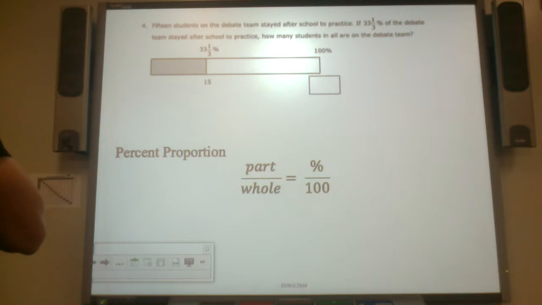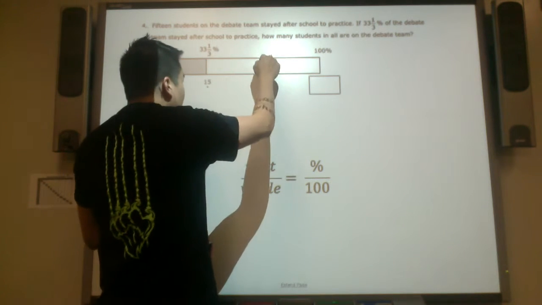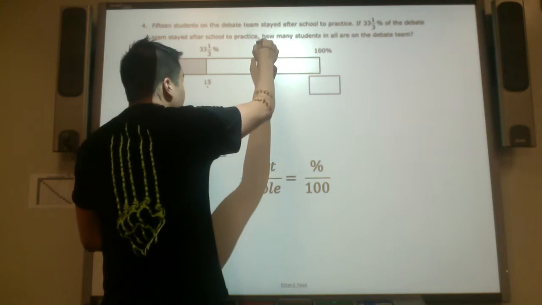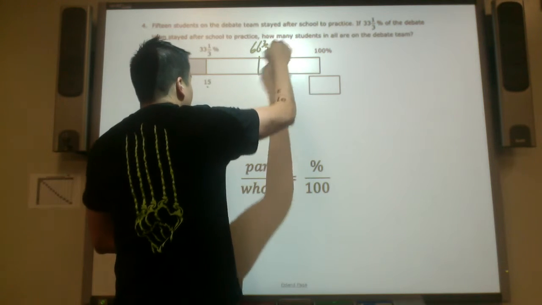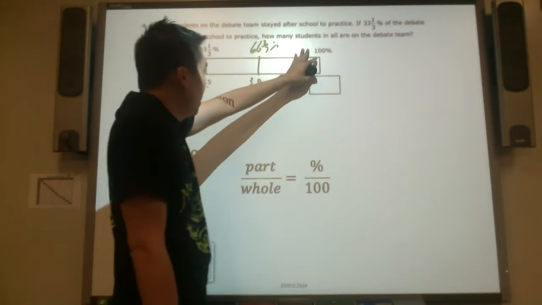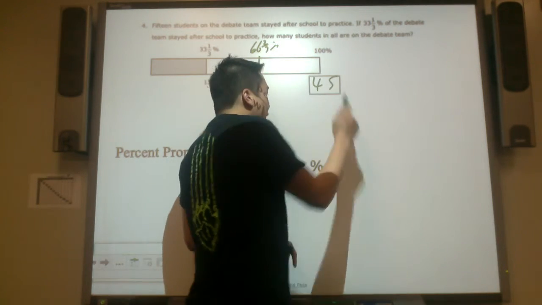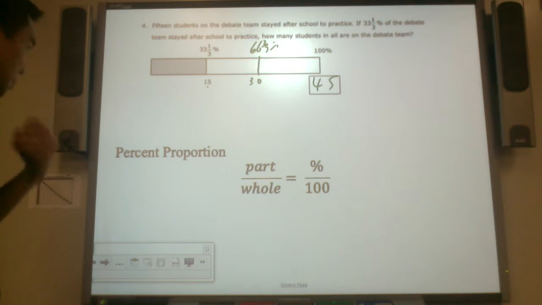Item 4: 15 students on the debate team stayed after school to practice. If 33 and 1/3% of the debate team stayed after school to practice, how many students in all are on the debate team? Let's think. So every 33 and 1/3% is 15. Another 33 and 1/3% makes 66 and 2/3%, which would be 30. So 1/3, 2/3, 3/3. So 15, 30, 45 is the answer.